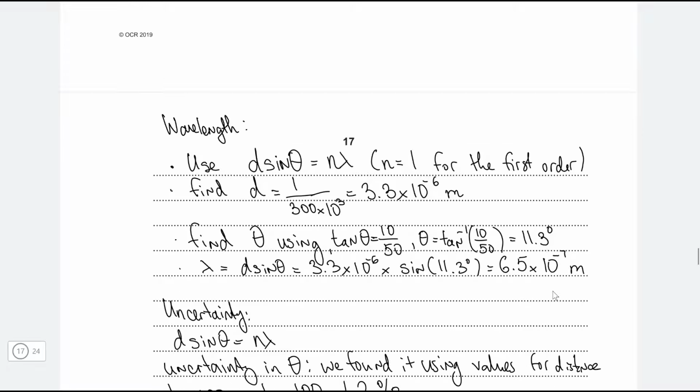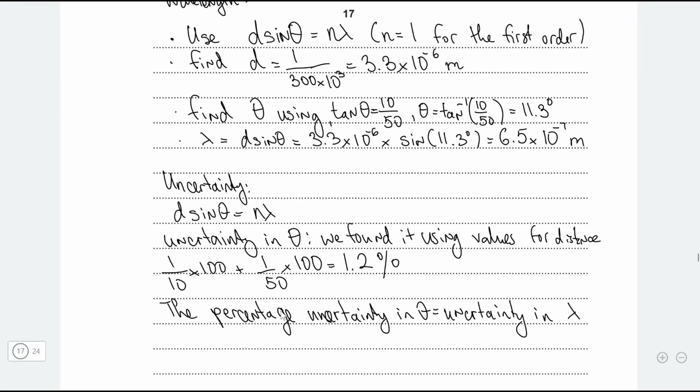In terms of the uncertainty, well, let's have a look at the equation. The equation is that d sine theta is equal to n lambda. Now, d and n were just given in the question with no uncertainty assigned to them, so we can just say that they have negligible uncertainties.